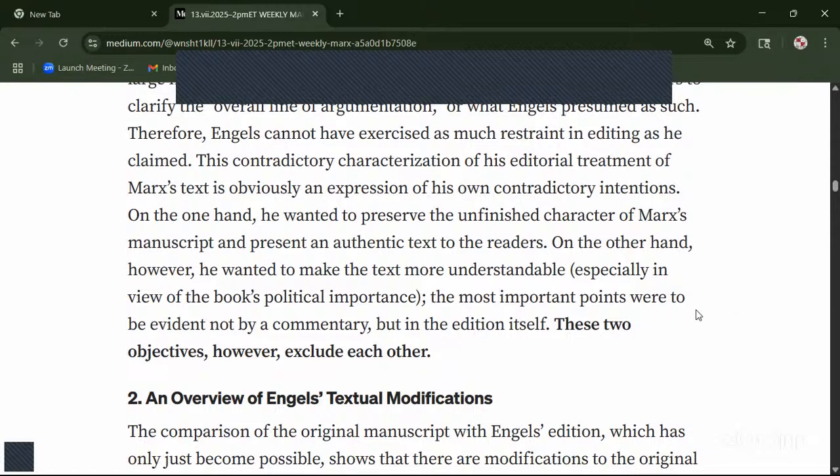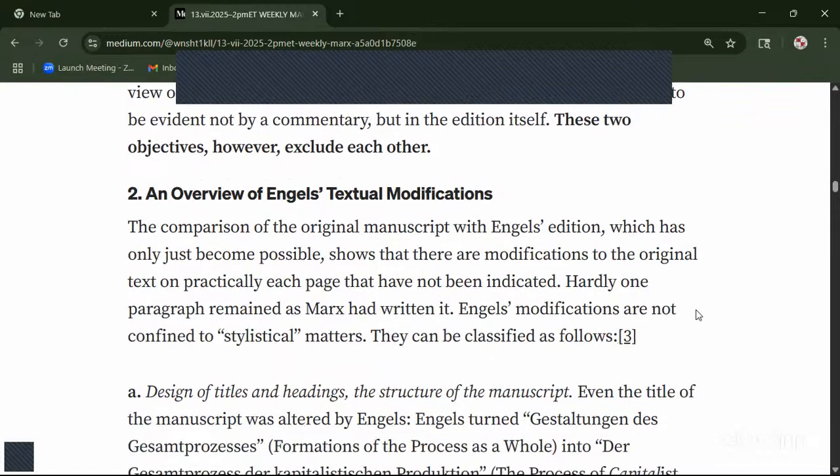Section number 2, an overview of Engels' textual modifications. This gets really in the weeds. The comparison of the original manuscript with Engels' edition, which has only just become possible, shows that there are modifications to the original text on practically each page that have not been indicated. Hardly one paragraph remained as Marx had written it. Engels' modifications are not confined to stylistic matters. They can be classified as follows.